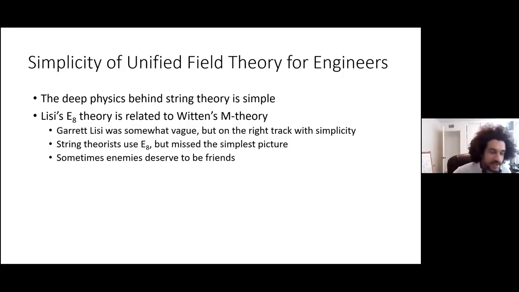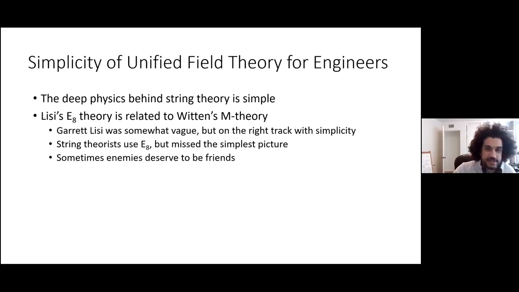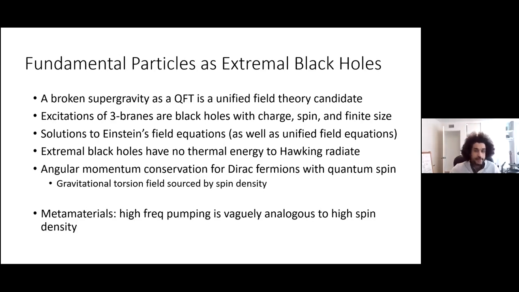And basically what happened is Lisi's E8 theory, when appropriately formulated, is essentially related to an appropriate formulation of Witten's M theory, because Witten said M theory is an E8 gauge theory. So we had to make enemies friends here, because Garrett Lisi was vague, but he was trying to get some simplicity, and string theorists used E8 a lot, but they missed the simplest picture. All right, so now to try to get into anti-gravity, we have these fundamental particles as extremal black holes.